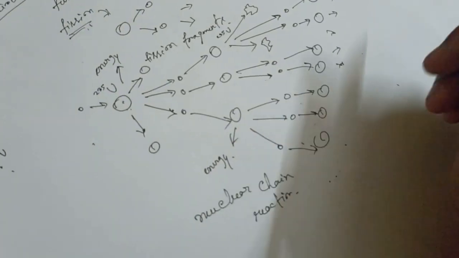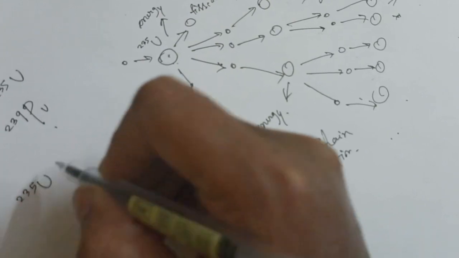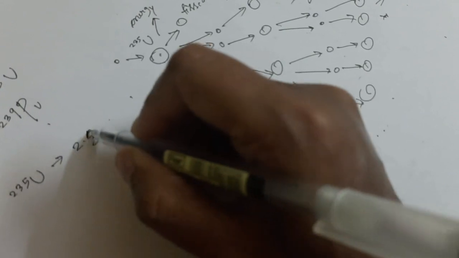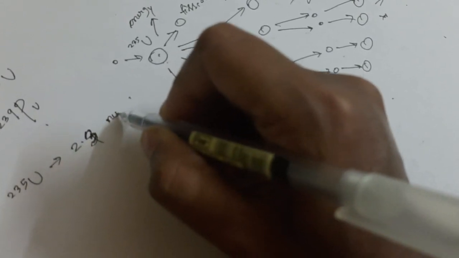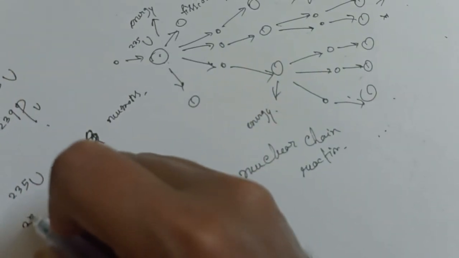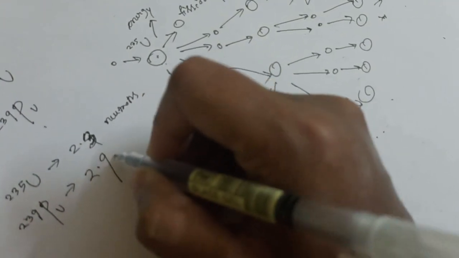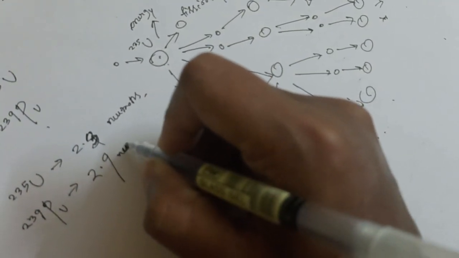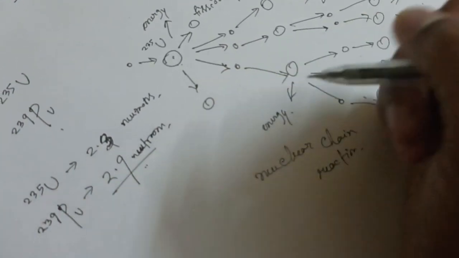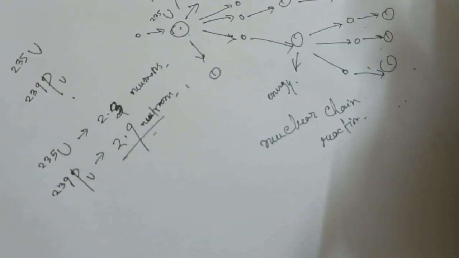Got it? Now this uranium 235 on average releases 2.3 neutrons, and plutonium releases on average 2.9 neutrons. So plutonium gives a better chain reaction because it releases more neutrons.